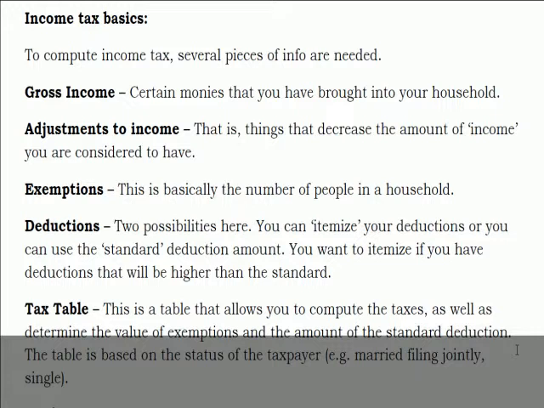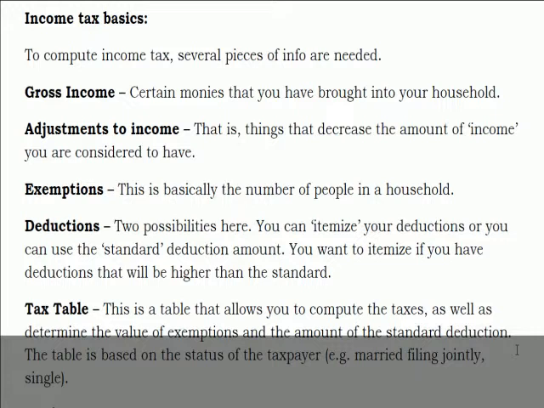Adjustments to income. Now, these are things that legislators have come up with as a way to give you credit for doing certain things. One of the adjustments to an income is an educator tax credit or educator tax adjustment, which will subtract off of your gross income to lower the amount of taxes you'll have to owe.